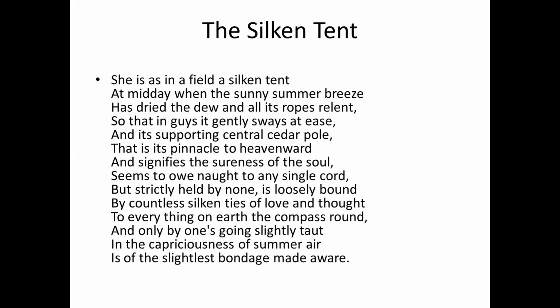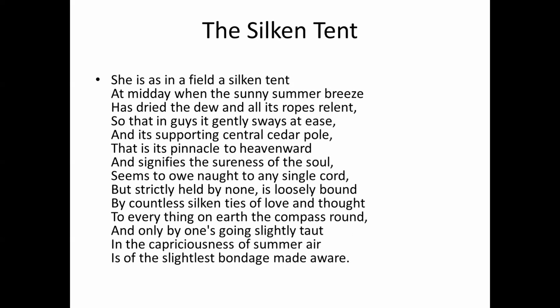So he's saying that she, that is his beloved, is like a silken tent, and at midday, that is around 12 o'clock in the daytime, she sways or moves back and forth in the sunny summer breeze, breeze being the little sort of air that goes around the tent. And he's saying that the ropes were wet with dew, dew meaning the little water that collects on the grass and on the ropes and on other things at night, and that sort of makes the ropes a little tight. So when the water is dried, the ropes become more flexible, and because of that, it is easier for the tent to move back and forth in the summer breeze. So he's saying that my beloved is like a tent that sways back and forth in the summer breeze.